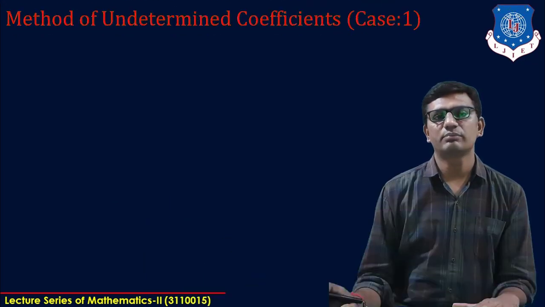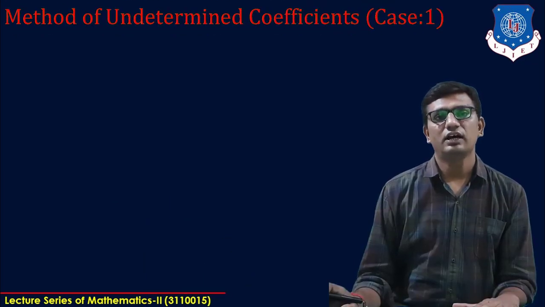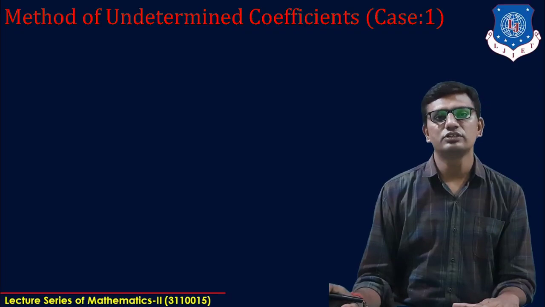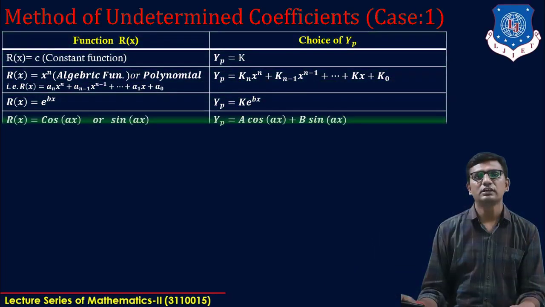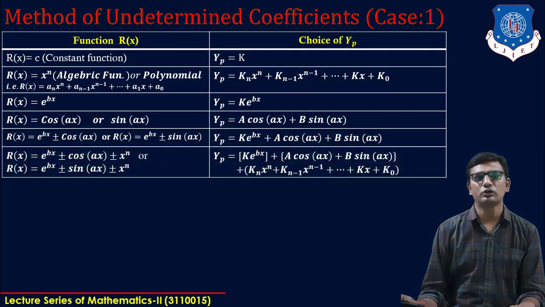Let us see case number 1, in which r(x) or any part of r(x) does not belong to the basis of yc. Then the choice of yp is very simple. Here it is according to this table. When our function r(x) is constant, then yp is also a constant k, where k is the undetermined coefficient and we have to find its value according to the differential equation.